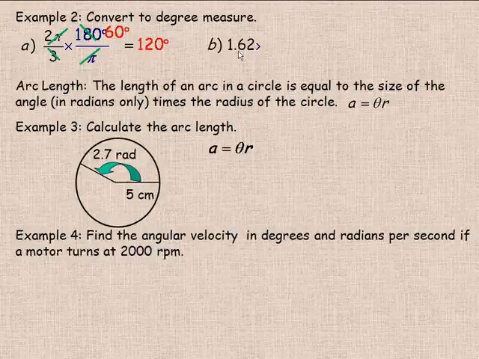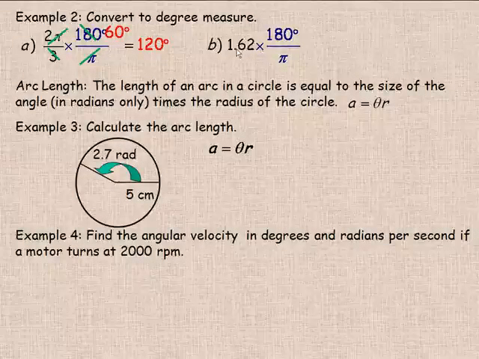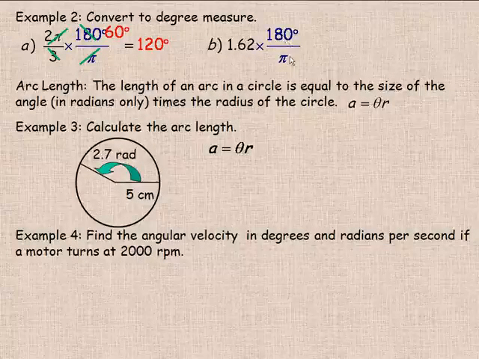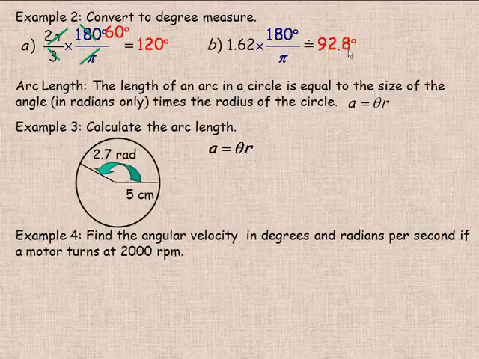1.62, notice it's not in terms of pi like the 2 pi over 3 was, so this is just going to be a numerical answer. So I'll multiply by 180 degrees over pi, and I'll just go 1.62 times 180 degrees and divide it by pi, and so that's approximately 92.8 degrees.